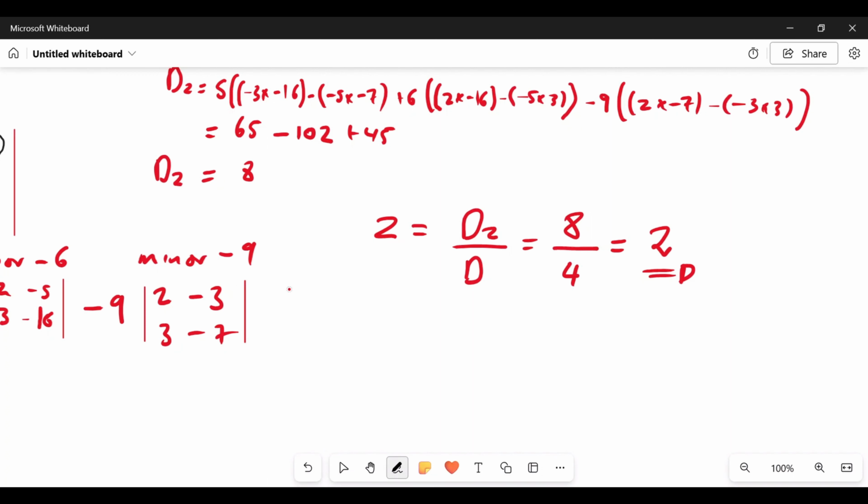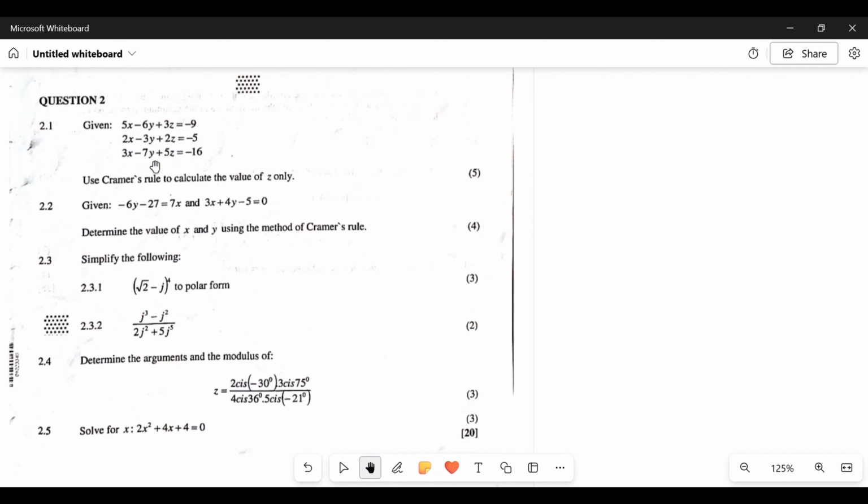All right, guys, we are done with question 2.1. Let's go and do question 2.2. All right, we are done with 2.1. How about we look at 2.2? As you can see, here is our 2.2 here, guys.